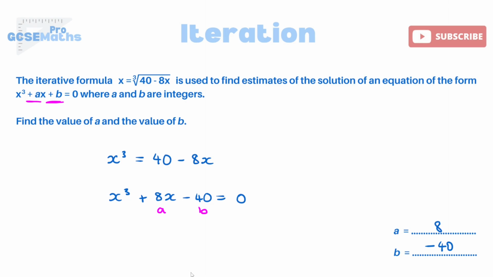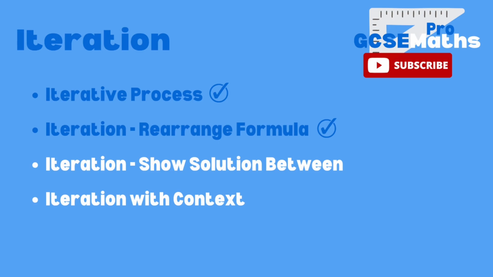So it's a really nice part B or part C question in iteration, just trying to figure out how do I get from the equation to the iterative formula, and piece it together with the different ways that you can rearrange equations. So that is everything for the rearranging of the formula part of iteration.